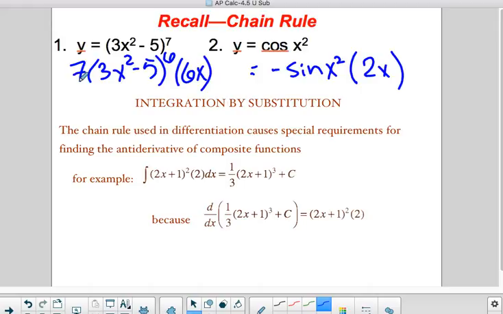When you have composite functions, you have to use the chain rule. What we're going to learn today is that when you integrate, you really are using the chain rule all the time. So we're going to see what happens if you have a function that has a derivative on the inside, and how its integral looks different.